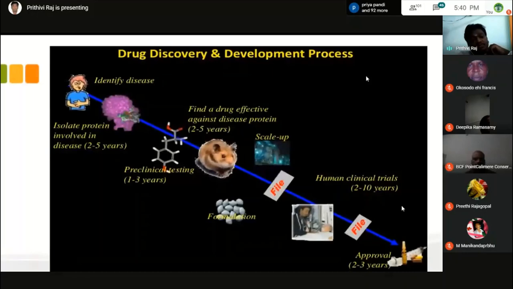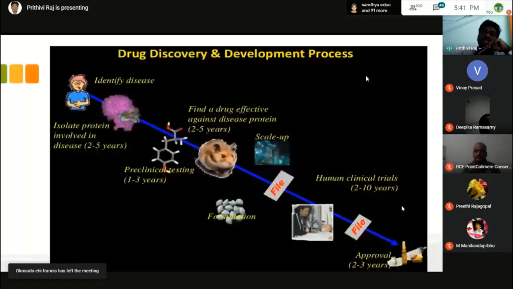My dear students and my dear friends, don't think that drug discovery is easy. It will take nearly 10 years, more than 10 years. If you want to go for a patent also, we have to spend nearly 12 or 13 years. Exactly, I can say 15 years, if you are to have a new drug in your hand, it will take nearly 15 years.